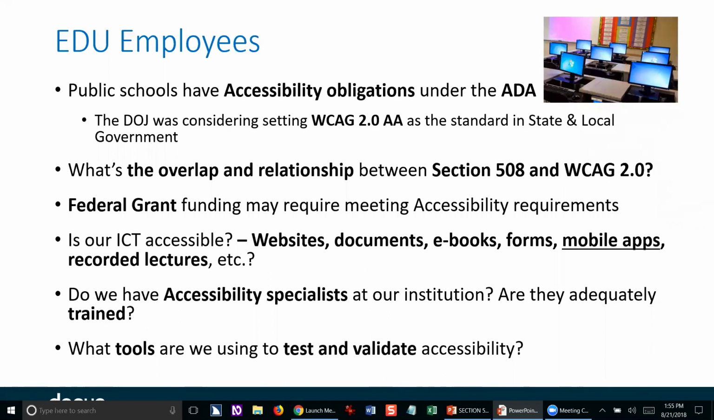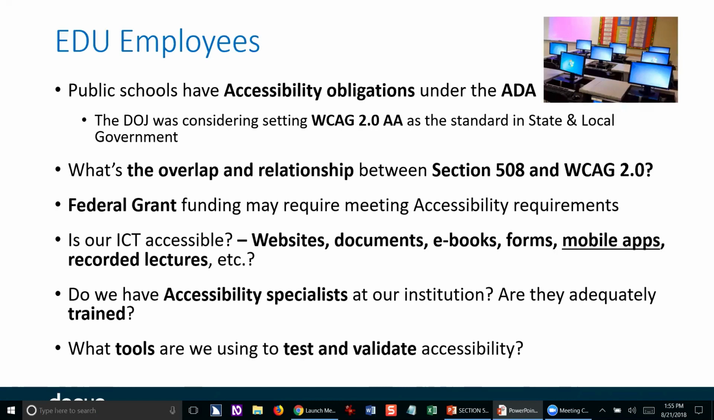To be Section 508 compliant, you then need to address everything else that falls under the definition of ICT that we covered earlier, and you also need to provide the appropriate documentation and support services for the ICT. So ask yourself, is your ICT accessible? Things like websites, documents, forms, mobile apps, lectures, and so on.